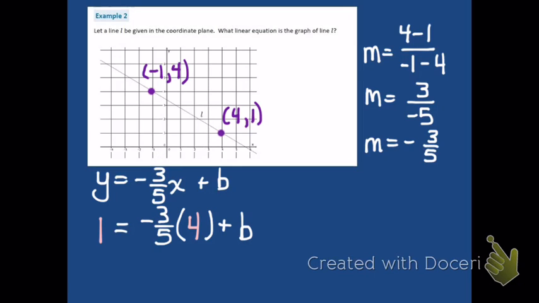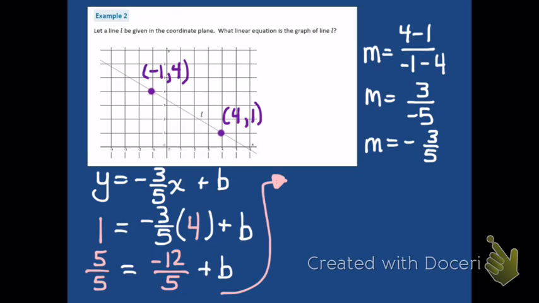Okay, so I know when y is 1 that x is 4. So I put in 1 for y and I put in 4 for x. That gives me an equation I can solve for b. So let's straighten that out. I'm going to write 1 as 5/5 because I know that eventually I'm going to have to combine it with this fraction over here. So 5/5 is equal to -12/5 plus b. Just multiplying this out right here.